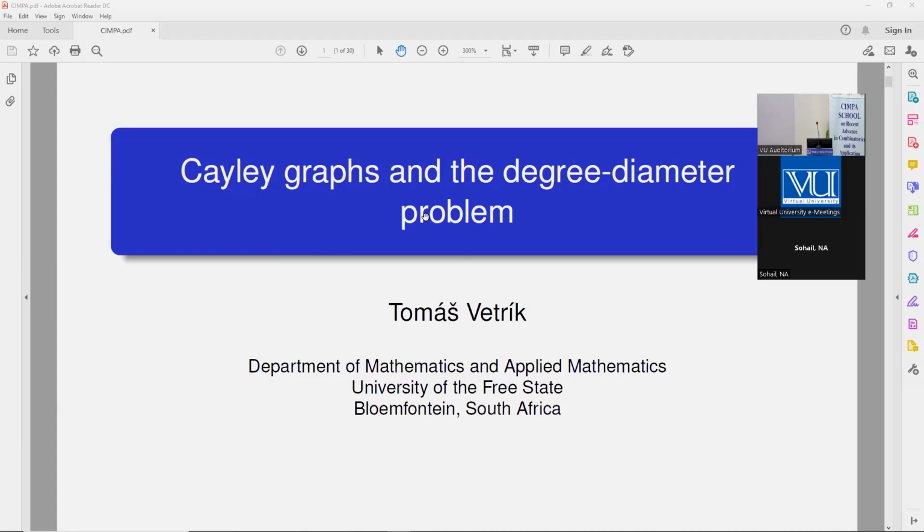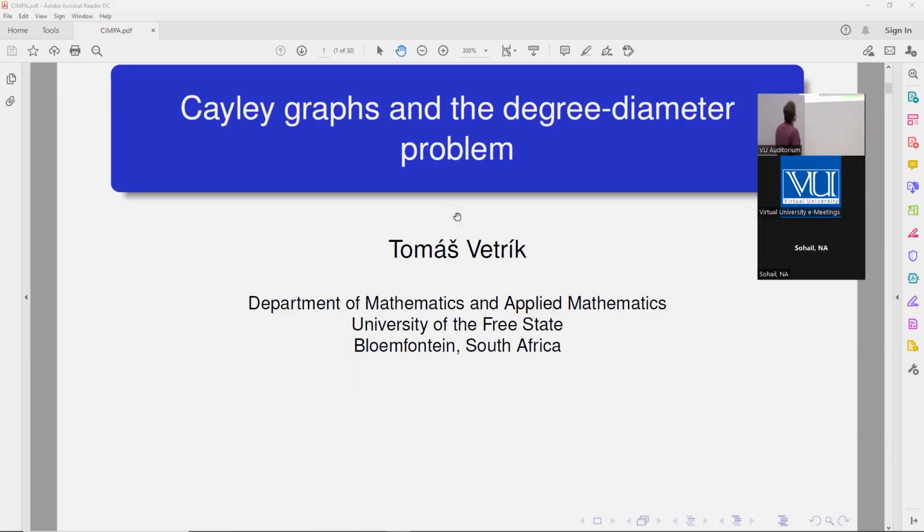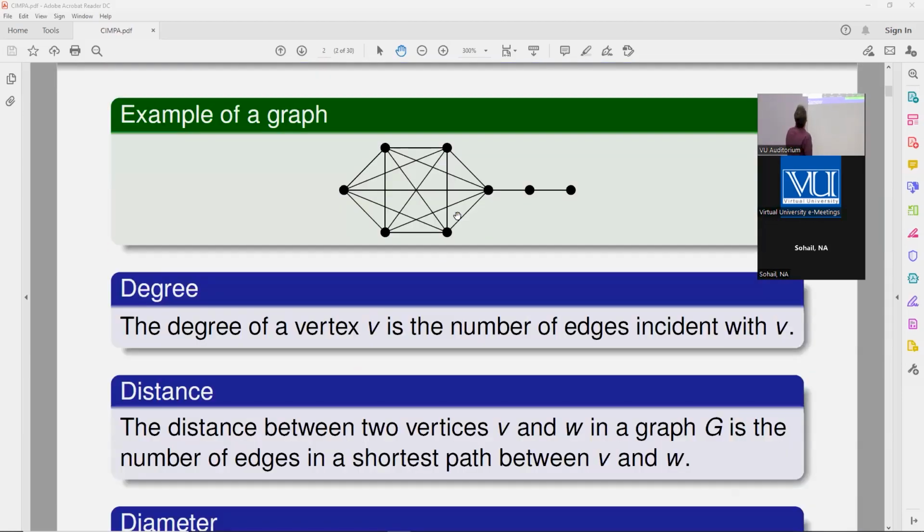So I'll be talking in the next week about Cayley graphs and the degree diameter problem, which is an interesting problem in graph theory. First I will introduce some simple concepts for those students who are more in combinatorics and not in graph theory, along with some examples. So let's proceed to the first figure.